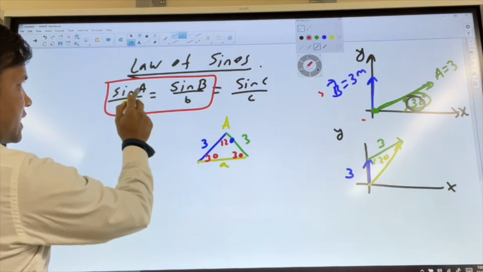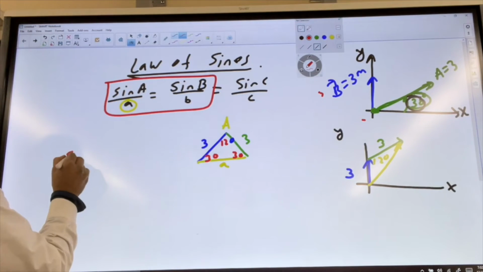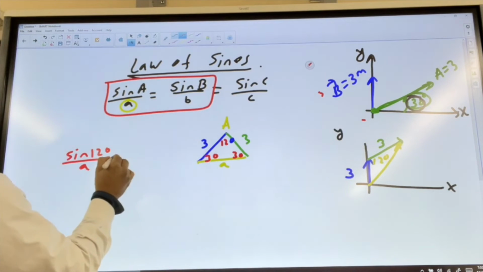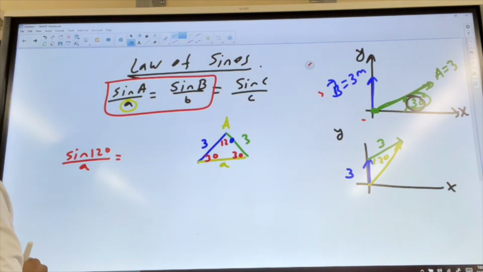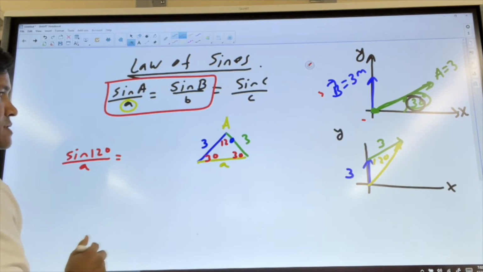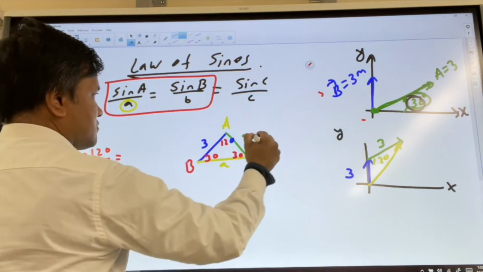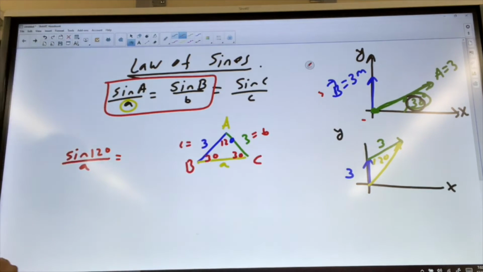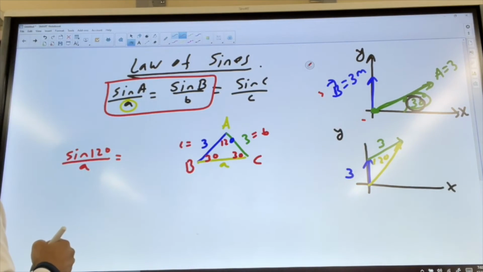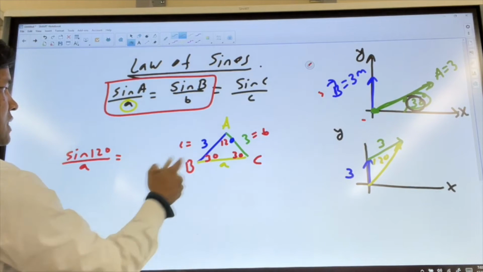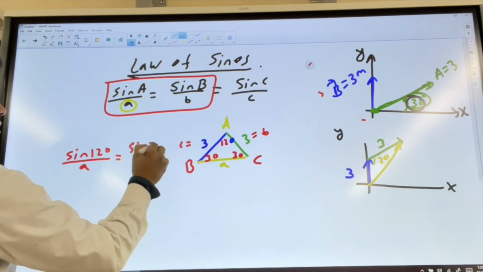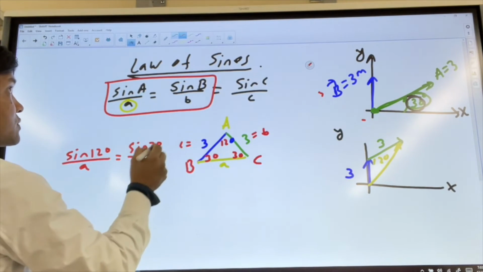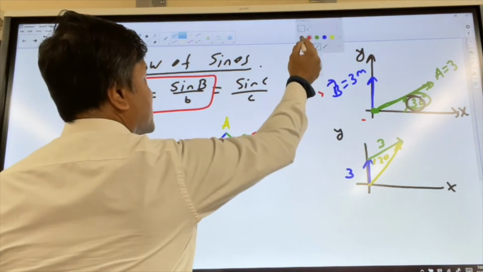Angles and sine angle. So sine 120 divided by a, which we don't know, is equal to sine b. All right, so sine b, where is b? Let's put b over here and call it b. Let's put c over here and call it c. So sine b is sine 30, and sine 30 over b is 3. So we're going to do cross multiplication.